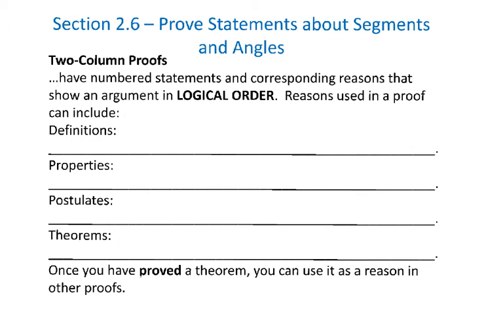Some definitions that we have learned so far that we can include in our reasons are maybe something like definition of midpoint, or definition of perpendicular, or definition of bisector. And that's what we're going to state also, is definition of, and then the word that we need of the definition that we are looking at. Definition of congruent segments or congruent angles.